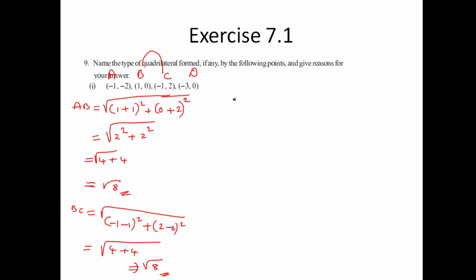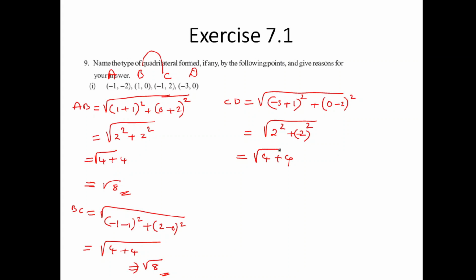The next thing here is, let me find the value of CD. CD is x2 minus x1, where x2 is minus 3, minus of plus, minus into minus is plus. So I wrote here plus 1 whole square plus (y2 minus y1) whole square. So what I'll get is 2 square and also 2 square. When I take the root of this, you'll get 4 and again 4 under the root. So the resultant is again root 8.